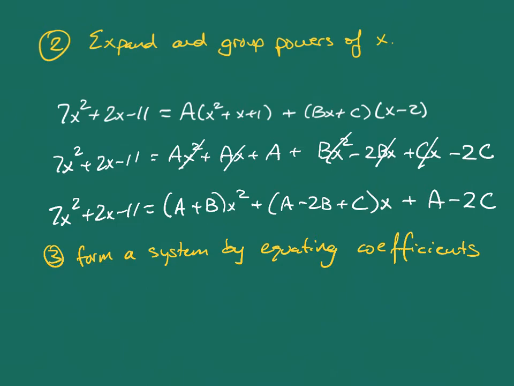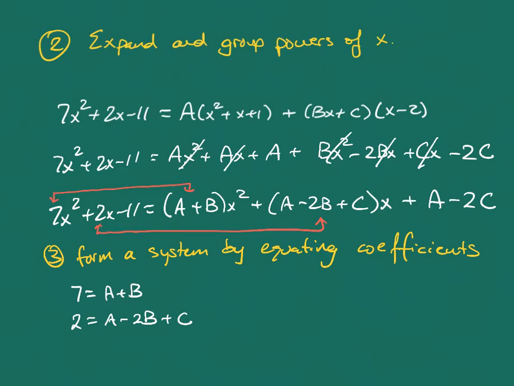Okay, so for the coefficient of x squared, that's going to be a plus b on the right, and it's 7 on the left. So I get one equation that looks like 7 is equal to a plus b. Then, for my coefficient of x, I've got 2 on the left, and I've got a minus 2b plus c on the right. So that gives me 2 is equal to a minus 2b plus c.